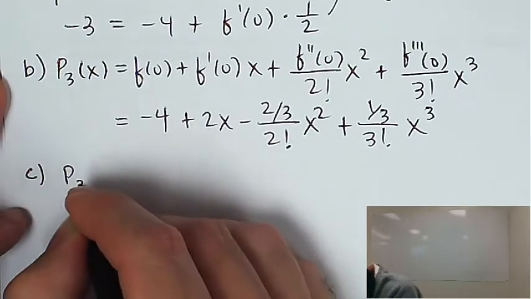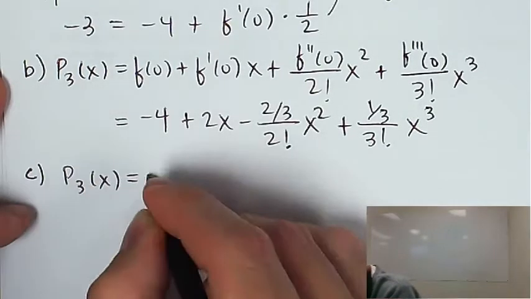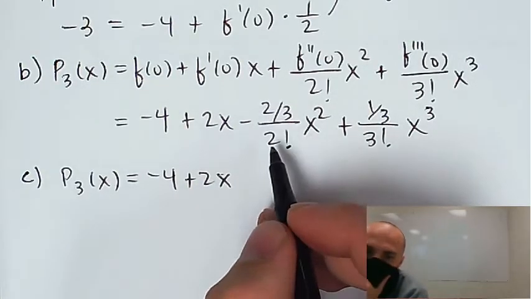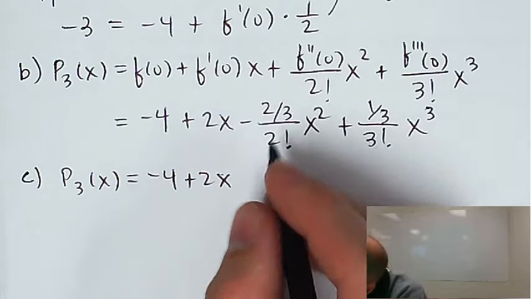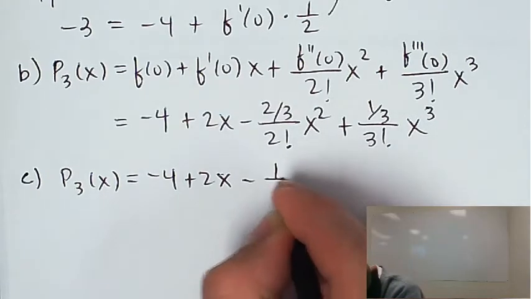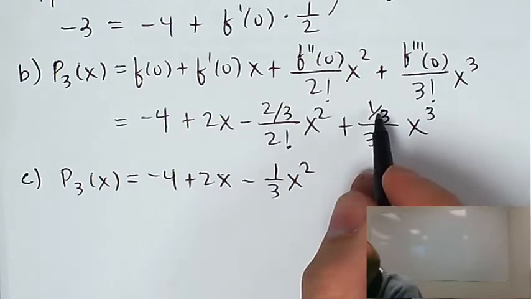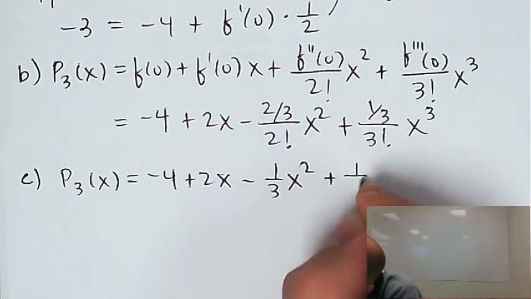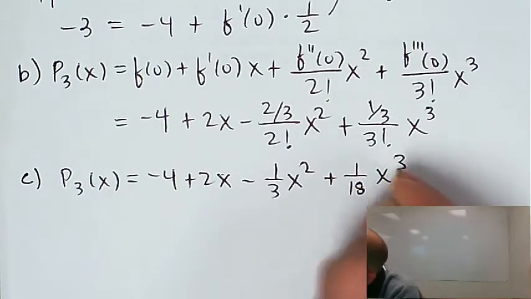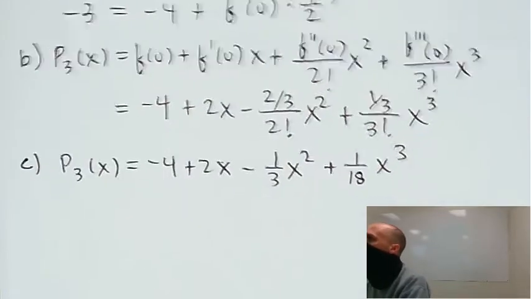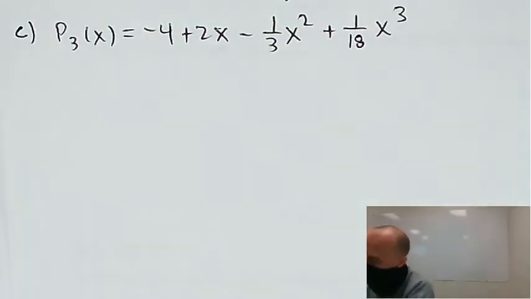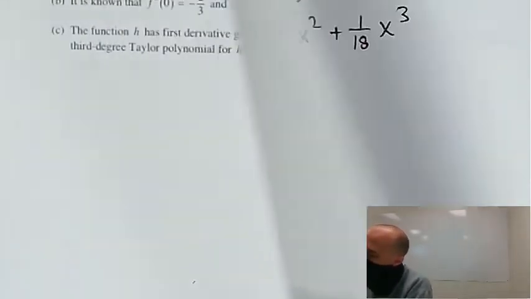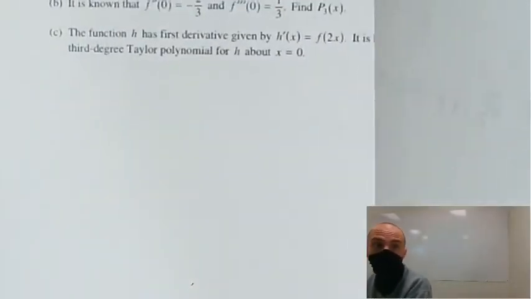So I'm going to rewrite P3 of x equals -4 plus 2x. Well, if I take 2/3 and I divide it by 2, I'm going to be dividing the 2 by 2, so I'll have 1/3. And then over here, that's 3 factorial, 6 times 3 is 18. And I'm just going to rewrite it like that to avoid the same tragedy that happened this morning. Couldn't understand why I didn't have the same thing as was on the scoring guidelines. And I just executed the power rule wrong, I guess.